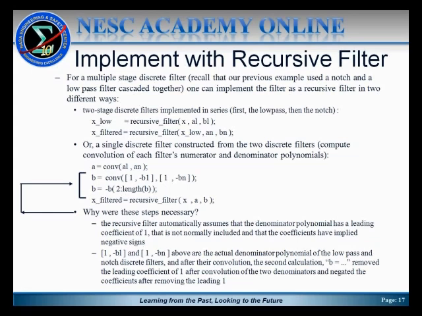So that's why we had to add the leading coefficient of 1 and negate the remaining coefficients before we perform the convolution. And then again, after we're performing the convolution, you need to eliminate the leading coefficient of 1 since it's assumed, and then negate the remaining coefficients.